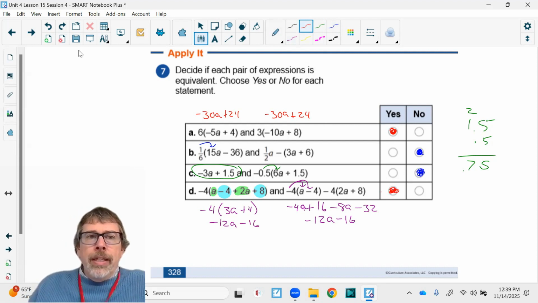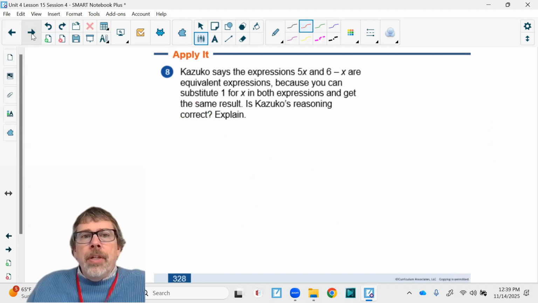Okay, these are quite lengthy. So those who don't write things down on paper are going to be in serious trouble this unit unless they change their ways. You cannot do math without paper and pencil. Okay, number 8. Kazuko says the expression 5x and 6 minus x are equivalent expressions because you can substitute in 1 for x for both and get the same result.